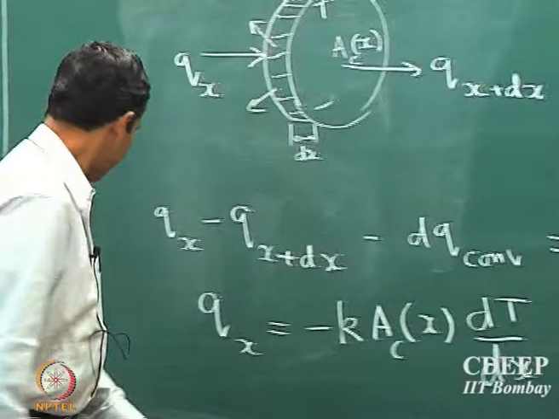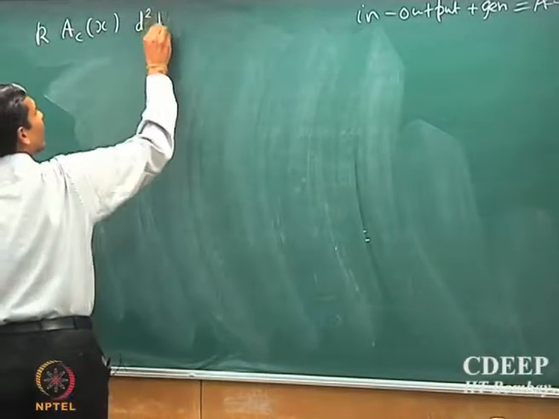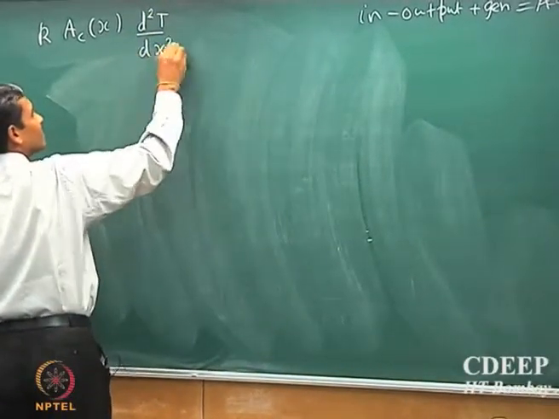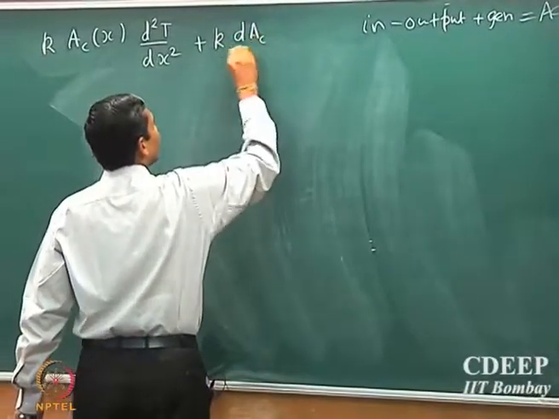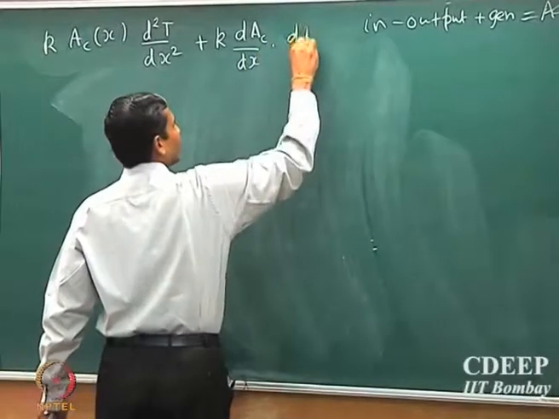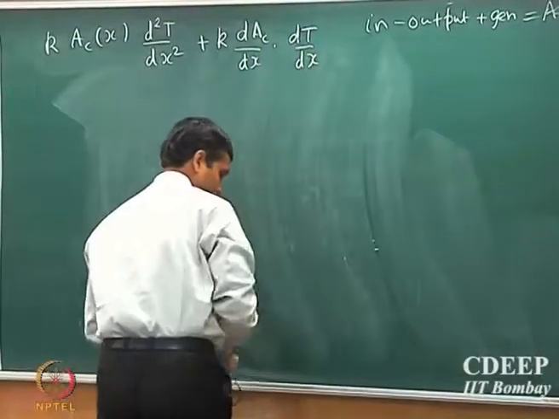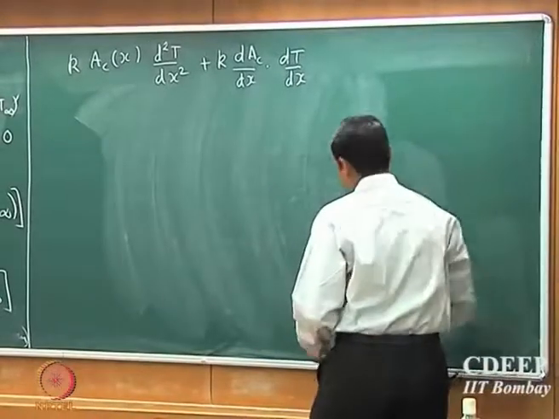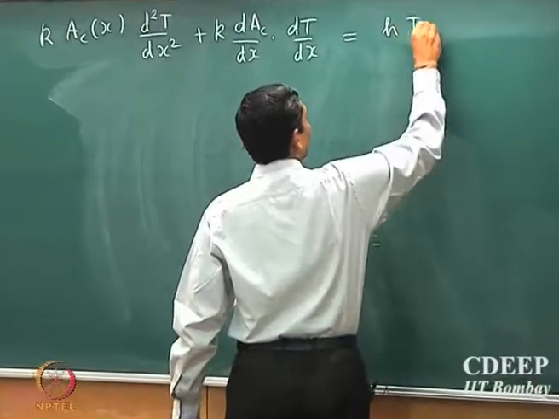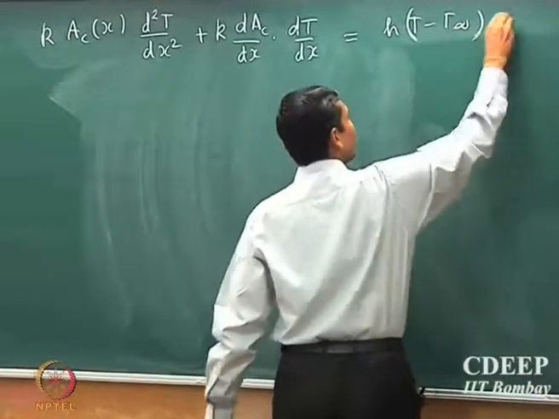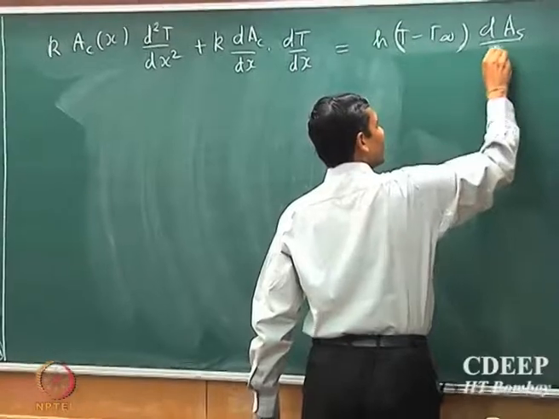Okay, so we can simply write this as k into Ac of x. I should have put a subscript here. So Ac of x into d square T by dx square plus k into dAc by dx into dT by dx, that should be equal to h into T minus T infinity into dAs by dx.